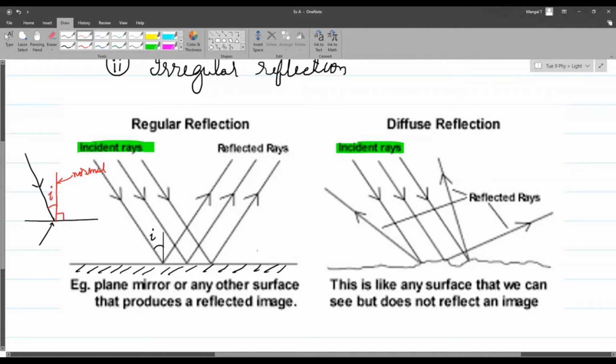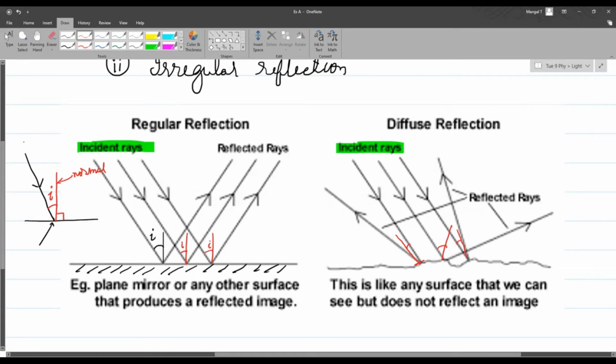Now, if you draw a normal over here, every ray is making the same angle of incidence. But over here, the surface is like this, so the normal will be like this. So this is the angle of incidence. Over here, the normal will be this way. So this is the angle of incidence. So on a rough surface, the angle of incidence for each ray is not the same. It's different. And of course, we know the law of reflection.